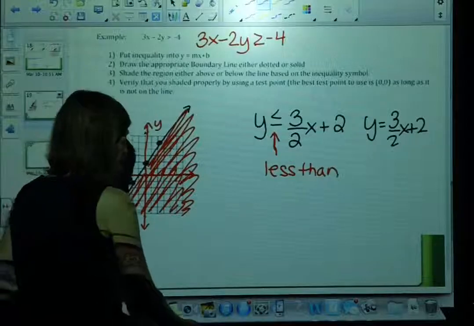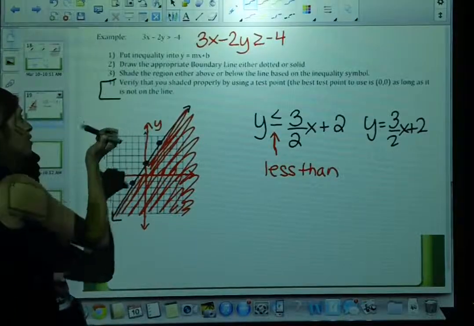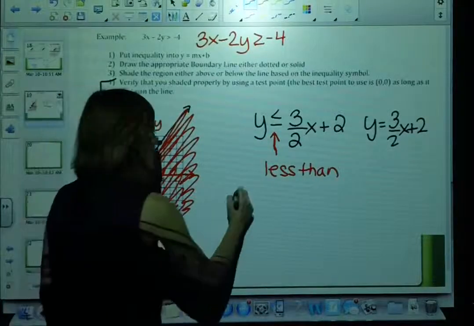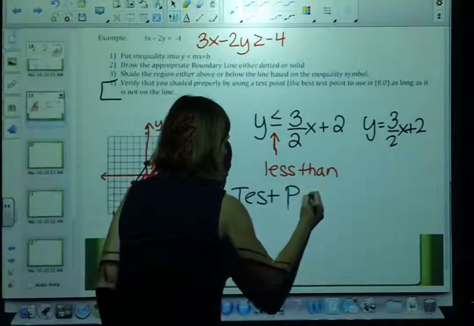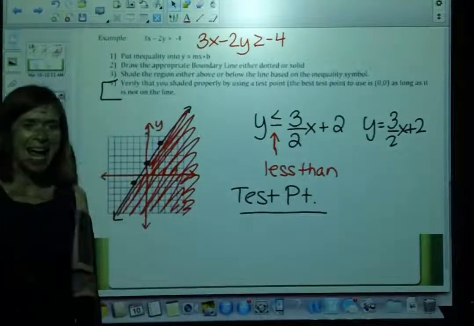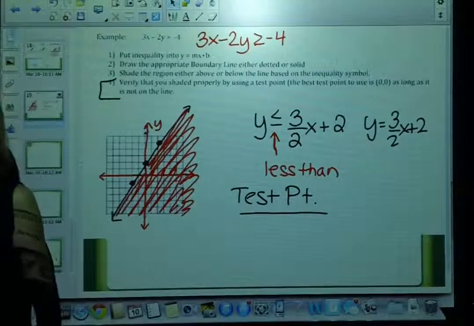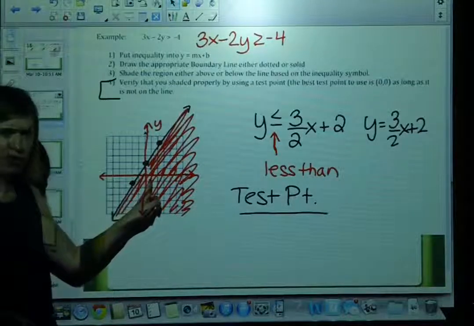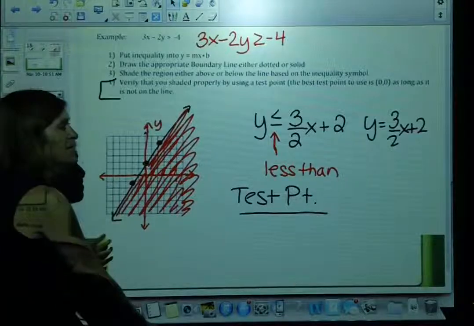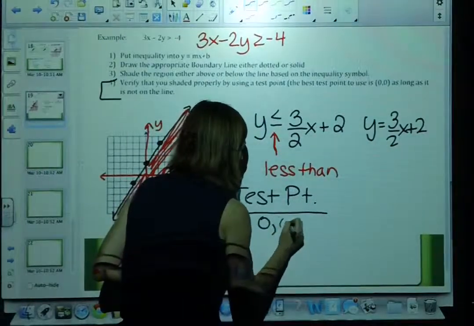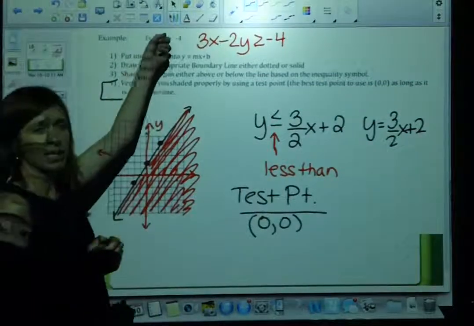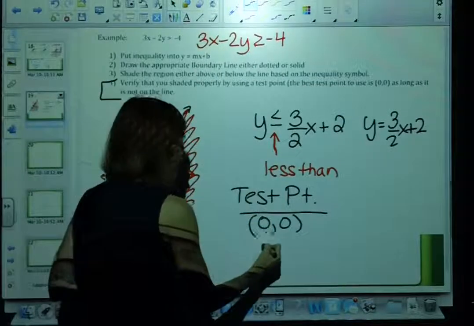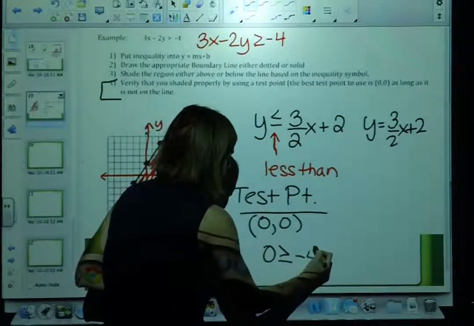All right, one thing that I added here is that you can verify your shading by using something called a test point. A test point is any number not on the line. The easiest test point to use is 0, 0, if it's not on the line. I take the test point 0, 0 and plug it into either of the inequalities, the starting or the finishing one.